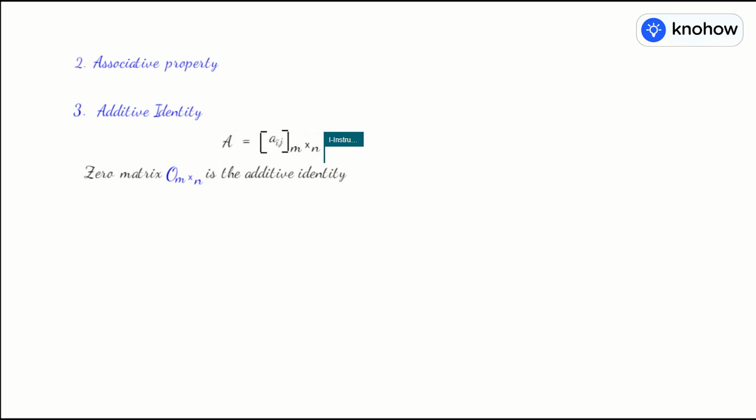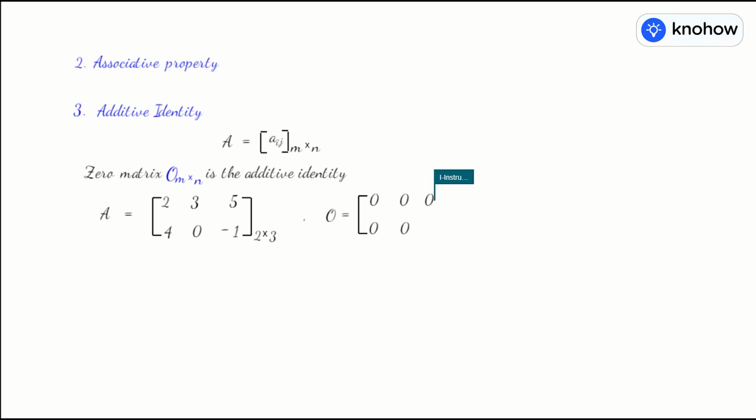Now, let me take an example. Suppose A is 2, 3, 5, 4, 0, minus 1. The order is 2 by 3. Consider a 0 matrix of the same order, 0, 0, 0, 0, 0, 0. And obviously A plus this additive identity O matrix will make it 2 plus 0, 2, 3 plus 0, 3, and 5 plus 0, 5, 4, 0, minus 1. So that remains equal to A. So given a matrix A, a 0 matrix of the same order is defined as this additive identity.